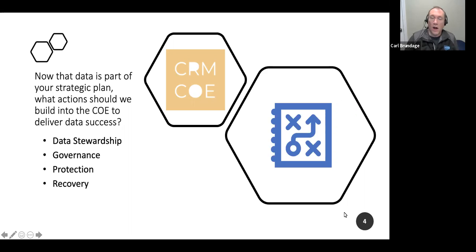Oftentimes people think, oh, well, we're going to hire somebody, or we're going to set up an offshore center to keep our data clean. Unfortunately, from a stewardship perspective, that's so far from the business that you don't have success with that. And likewise, on the governance side, we think, well, we're going to create all these binders of rules. You must do this. You must follow these things. And what happens is it just doesn't get followed, right?